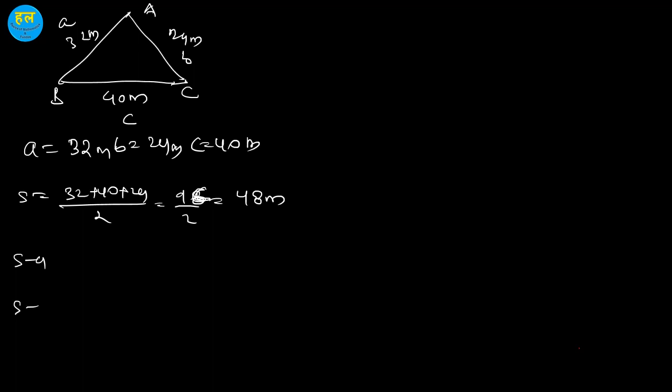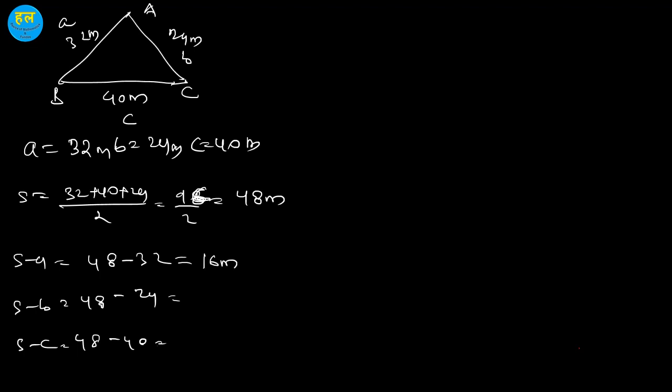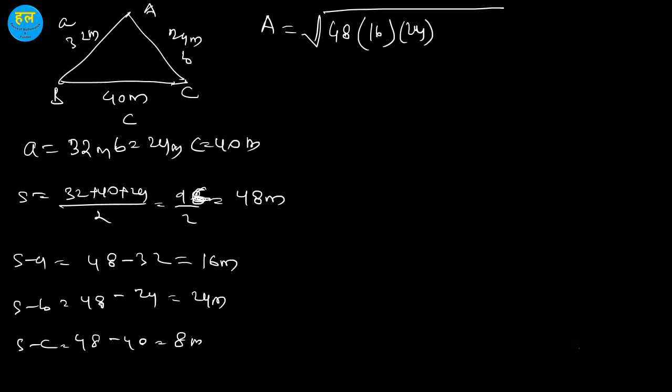Now s minus a, s minus b and s minus c. S minus a is equal to 48 minus 32, 48 minus 24, 48 minus 40. 48 minus 32 is 16 meter, 48 minus 24 is 24 meter, 48 minus 40 is 8 meter. So when we put it in Heron's formula, what we get here is 48 into 16 into 24 into 8.